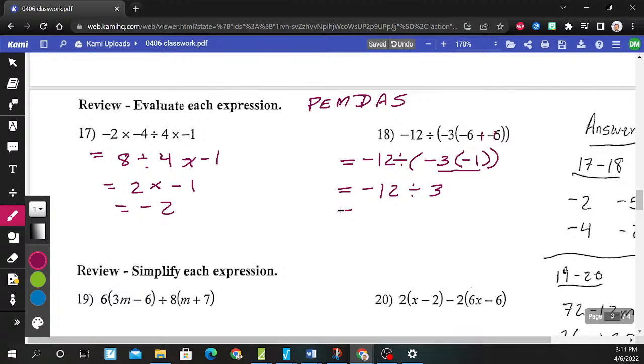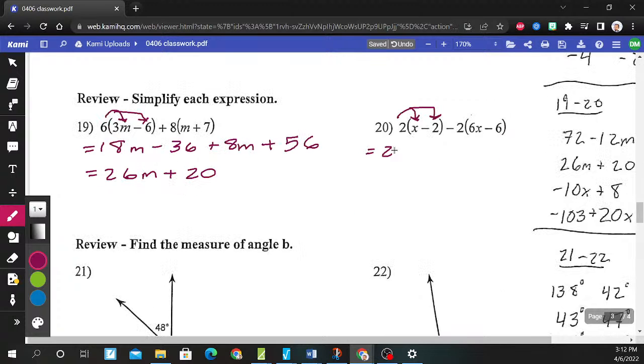The next one we're going to distribute again. So distribute there and there. So that's going to be 2x minus 4. And then now we distribute the -2. So that's -12x plus 12. 2 plus -12 is -10. So we have -10x. And -4 plus 12 is +8.